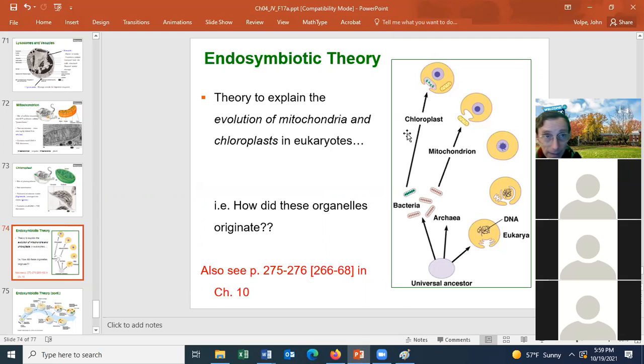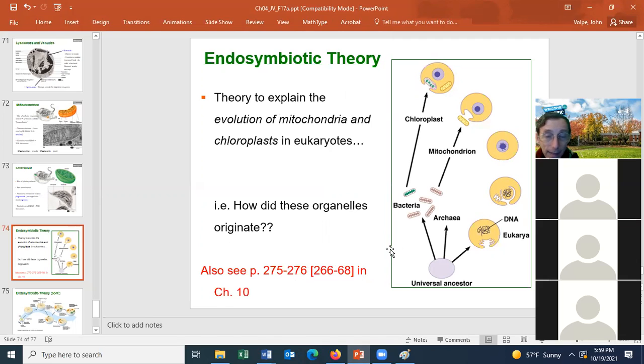Like red algae has a red photosynthetic pigment, and that's why we call it red algae instead of green algae, which has chlorophyll as the photosynthetic pigment. All right, so this is on page 275 or 276 of chapter 10. You can read about the endosymbiotic theory. I will now discuss it.